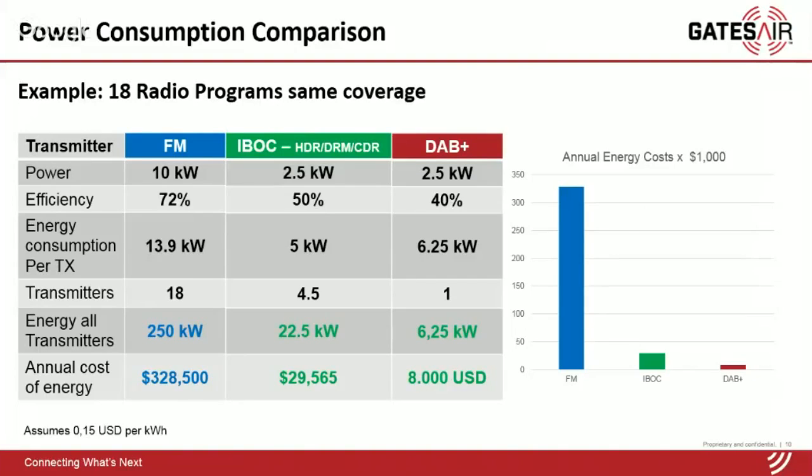Power consumption for FM, to do that same 18 radio stations, typically 13, 14 kilowatts per station, you need 250 kilowatts of power, and at 15 cents per kilowatt hour, that's $328,500 a year to operate those 18 stations. When we look at IBOC, of course, the cost goes down. You only need a total power of 22.5 kilowatts to get the same coverage for an annual energy cost of about $30,000. So much more efficient there, but DAB wins the efficiency prize.